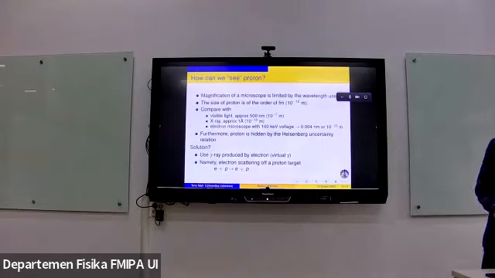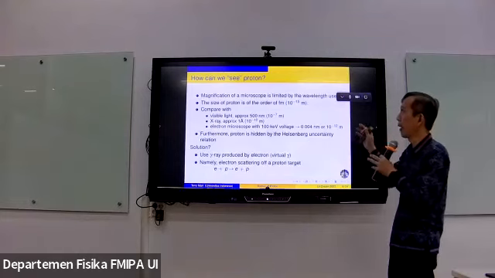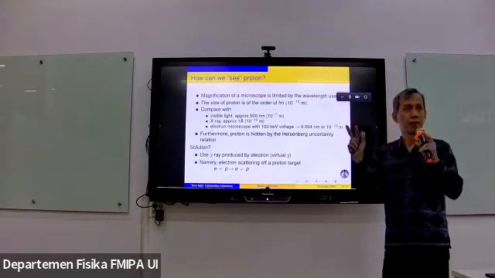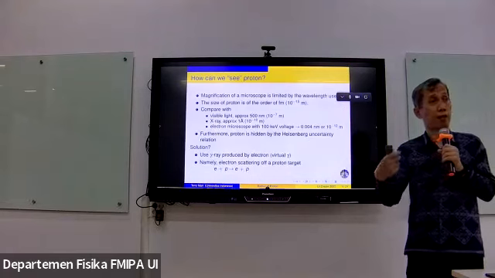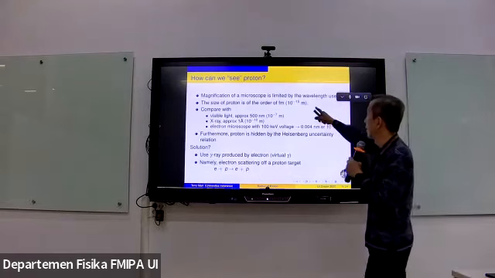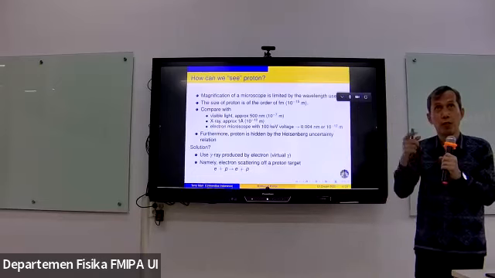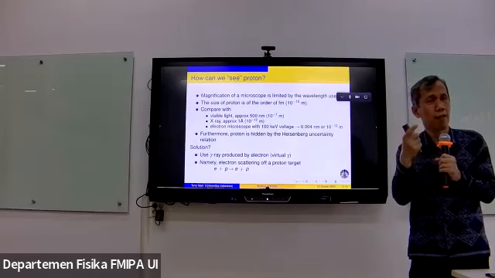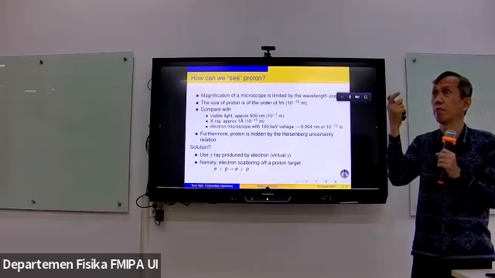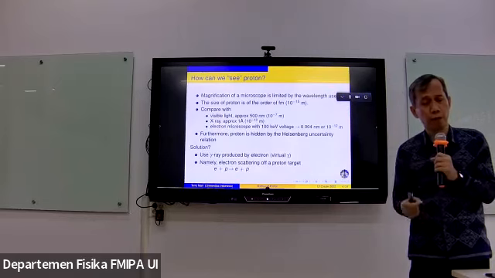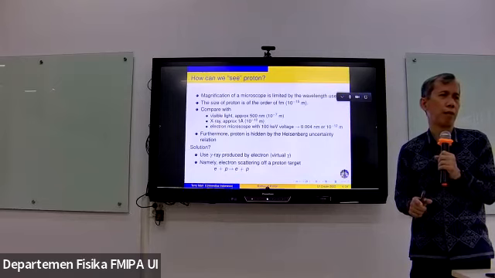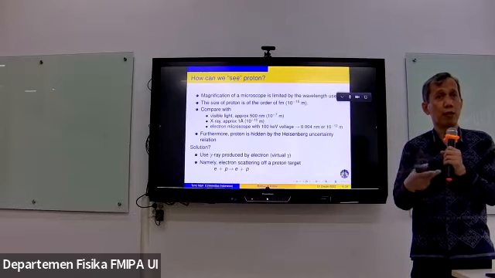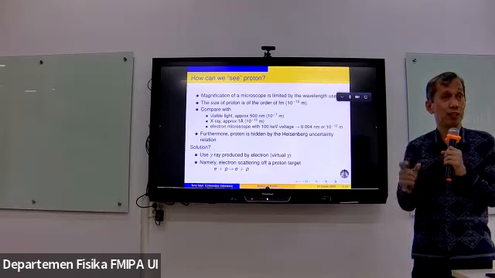Now, let me tell you the experiment. How can we see the problem? We know that the magnification of the microscope is limited by the wavelength used. So, for example, for a microscope using visible light, we are limited to maybe about 5,500 nanometers, something like that. Below that, we cannot see the object.